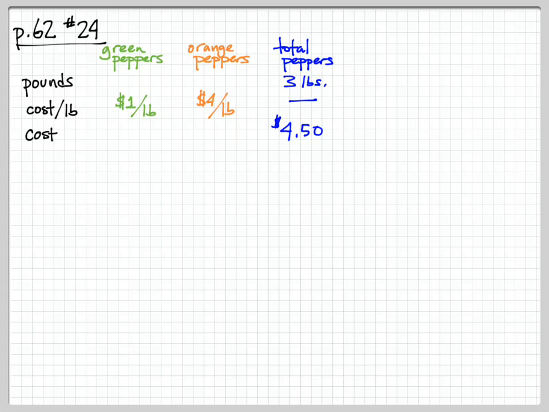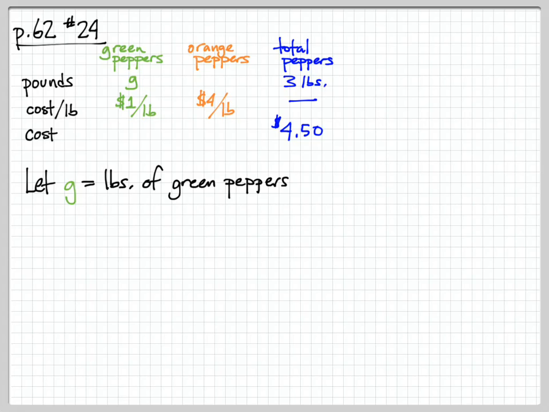I want to find out how many pounds of green peppers I bought and how many pounds of orange peppers I bought. So the first step, I need to define a variable at this point. So I'm going to define a variable g for the pounds of green peppers. Now, I could define another variable o for the pounds of orange peppers, but I really want to avoid assigning more variables than I need.